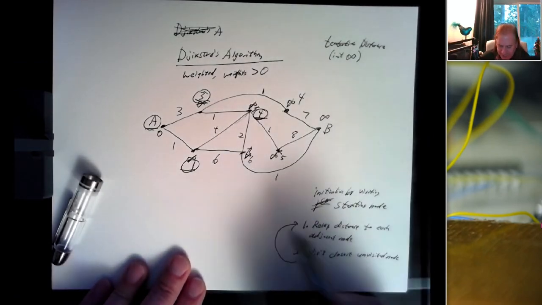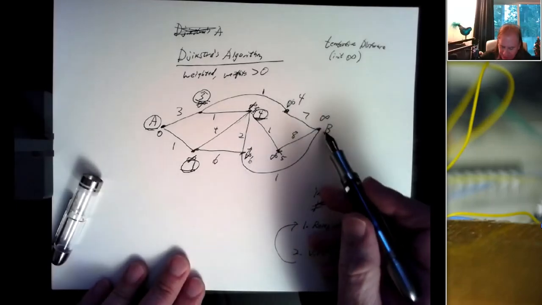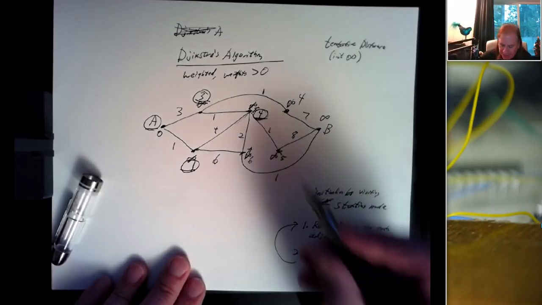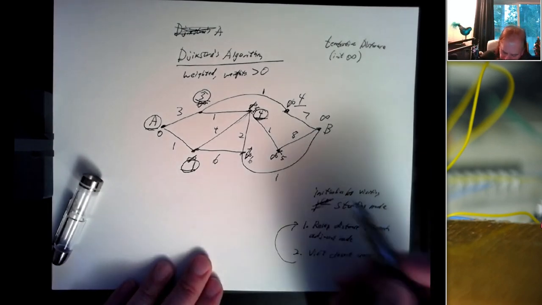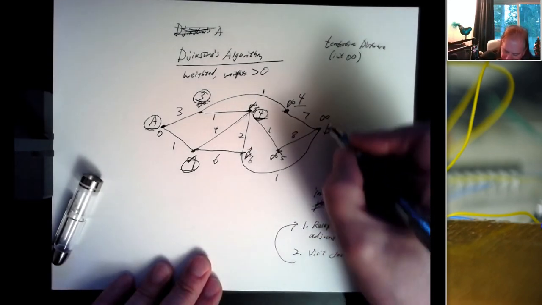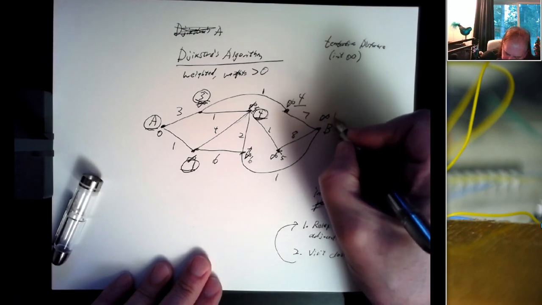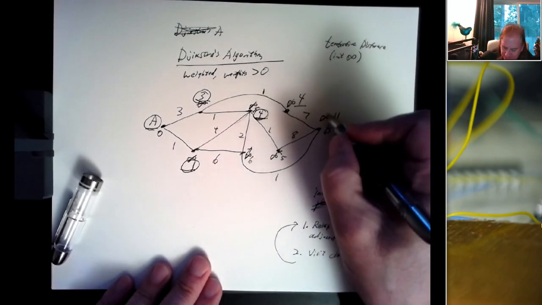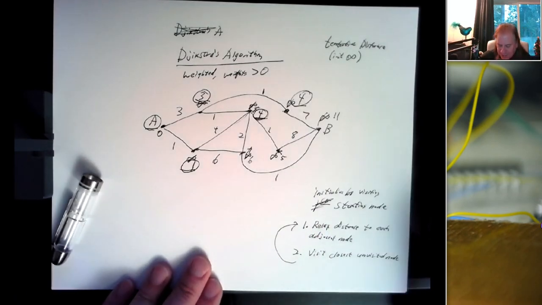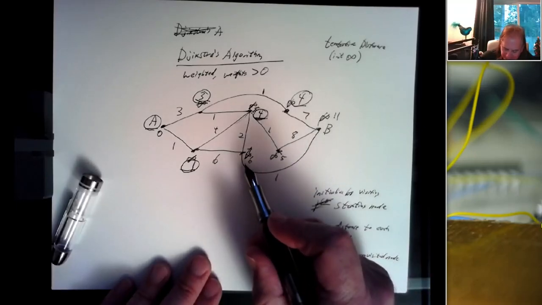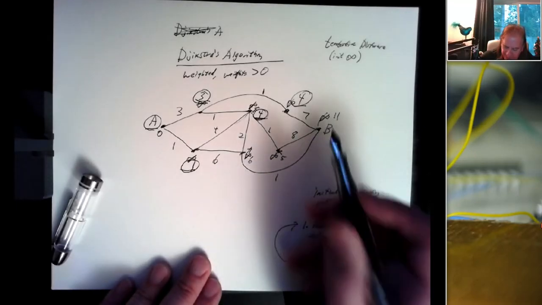And now I have nodes of distance 4, 5, 4, and infinity. So I'll visit this one. This is the closest one. 4 plus 7 is 11. That's better than infinity. So I'll relax that to an 11. And that's the only node I can visit. So I'll circle that. The only node I can reach from that node. So now I've got unvisited nodes of distance 6, 5, and 11.